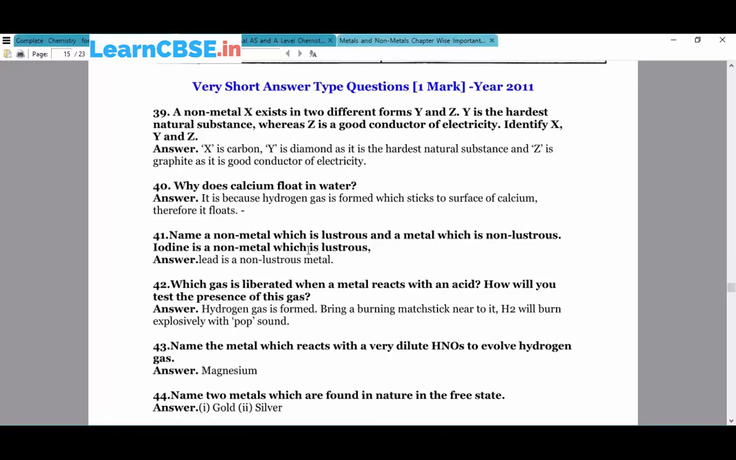Name a non-metal which is lustrous and a metal which is non-lustrous. Iodine is a non-metal which is lustrous. Lead is a non-lustrous metal. Usually lustrous is a property of metals and non-lustrous is a property of non-metals. So this is the only exception: here iodine is a non-metal which is lustrous, a characteristic of metals, and lead is non-lustrous, which is a characteristic of non-metals.